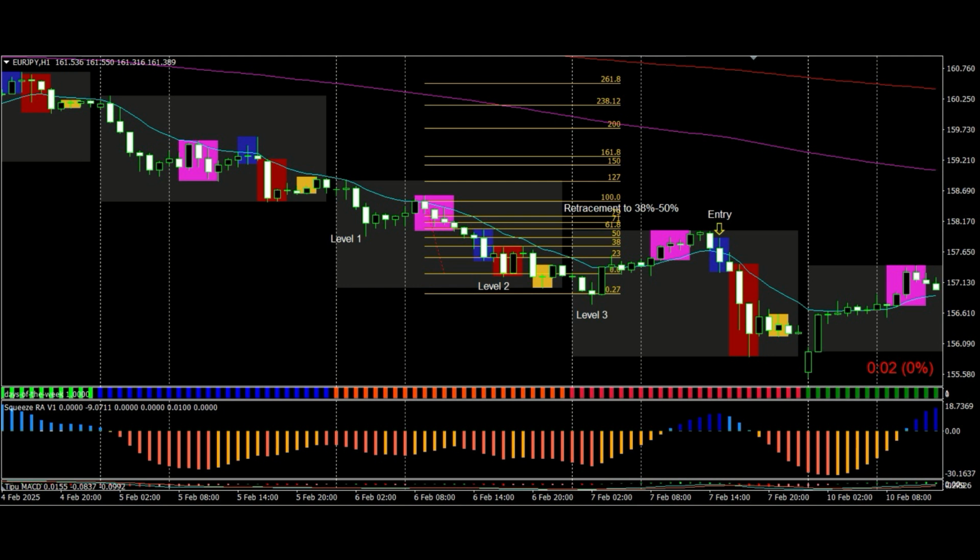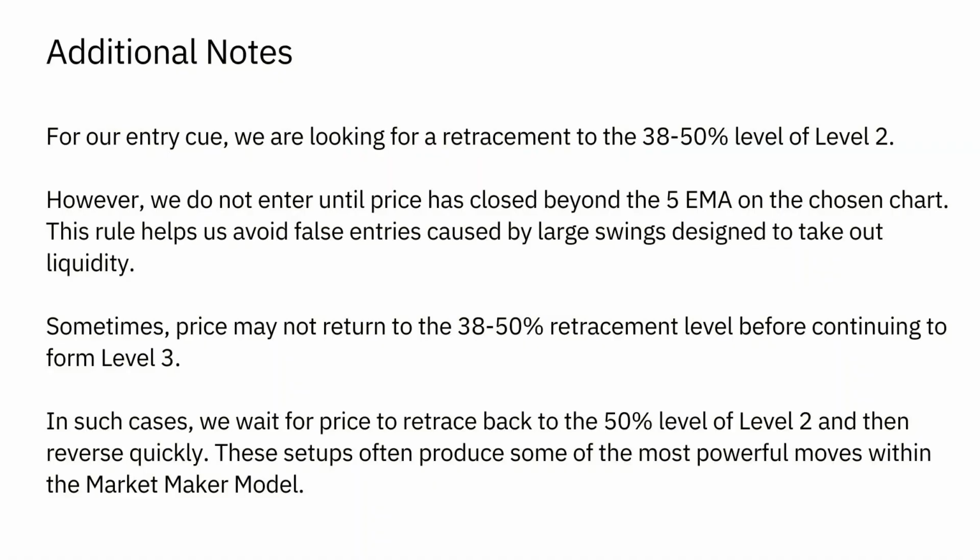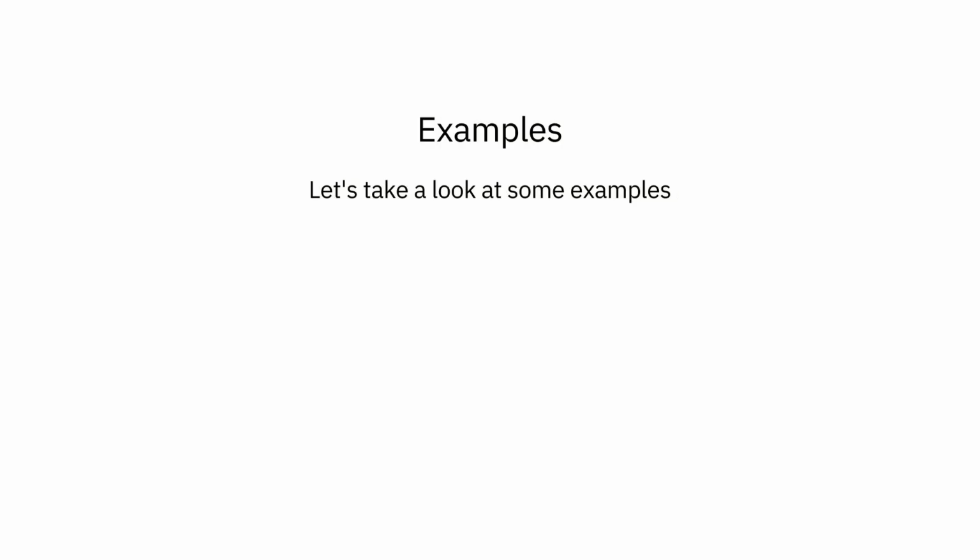Sometimes price may not return to the 38 to 50% retracement level before continuing to form level 3. In such cases, we wait for price to retrace back to the 50% level of level 2 and then reverse quickly. These setups often produce some of the most powerful moves within the market maker model. Here are some examples.